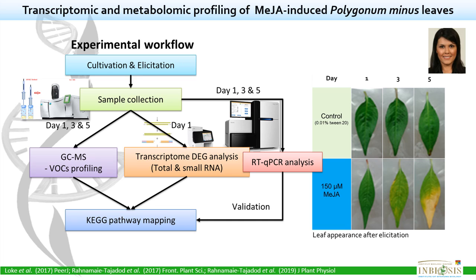My group has performed transcriptomic and metabolic profiling of methyl jasmonate, which is an elicitor, induced polygonal leaf. So we performed a time course study using 150 micromolar of methyl jasmonate, and then we profiled the volatile organic compounds based on GCMS, and we performed the transcriptome differentially expressed gene analysis using total and small RNA. Then we validated using reverse transcription quantitative PCR.